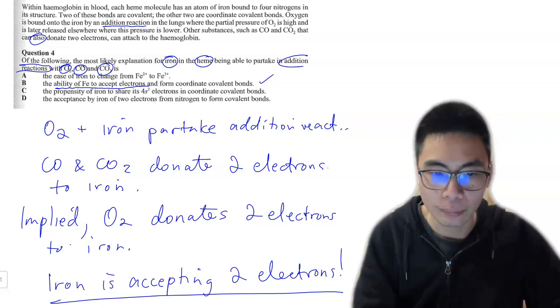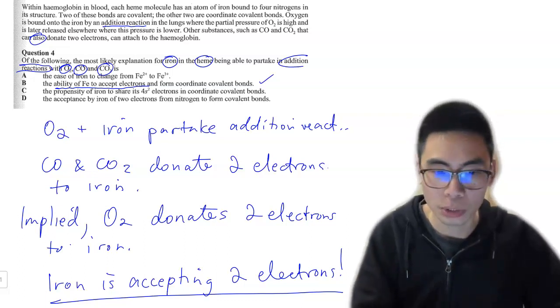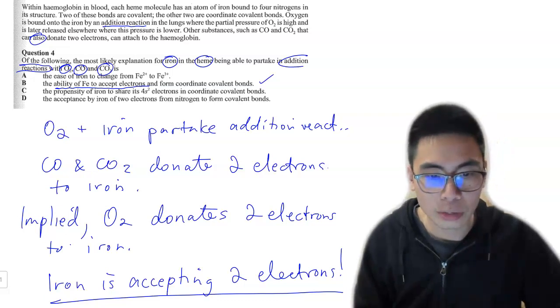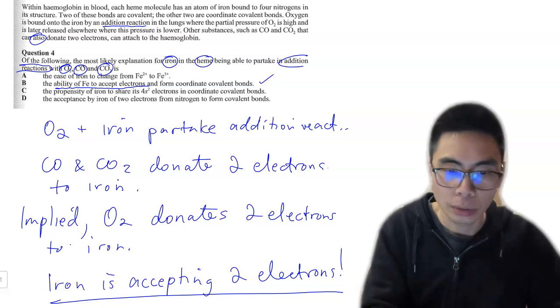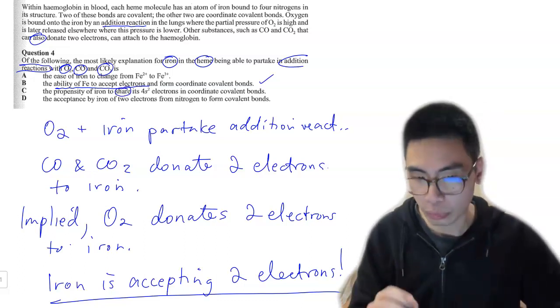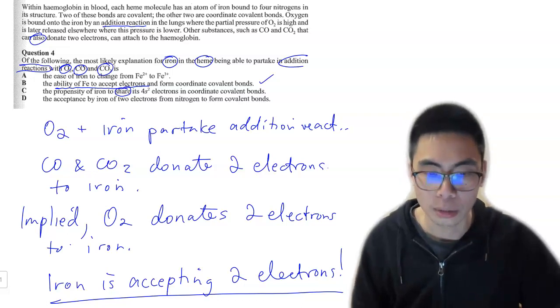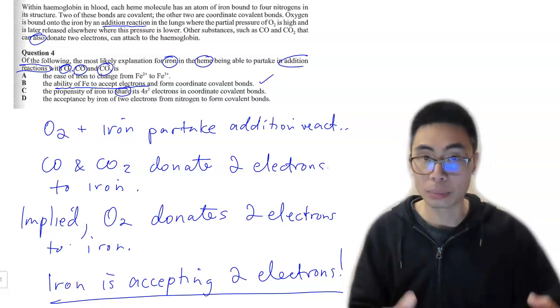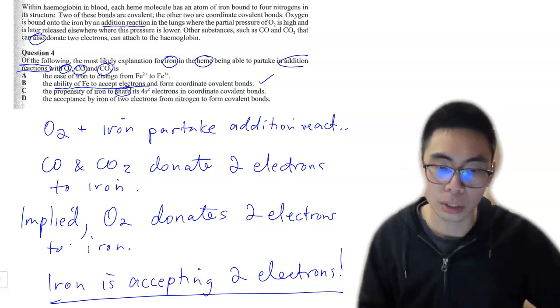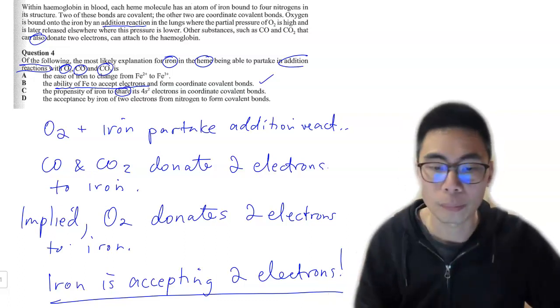Now, if we look at C, just to see if we can eliminate options, okay? C, the propensity of iron to share its 4s electrons in coordinate covalent bonds. The word share is the thing that I don't like about this option. So we already know that iron should be accepting, it should be taking 2 electrons. We're not talking about sharing.